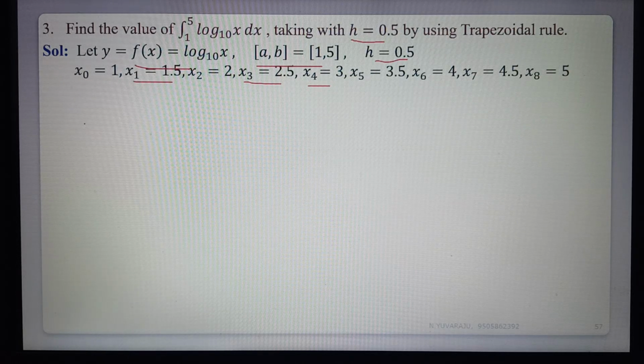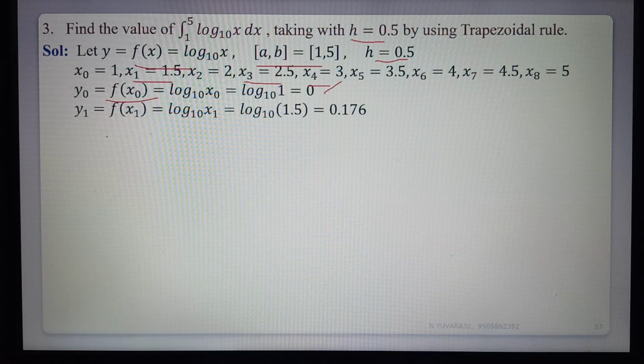Next, similarly finding the y values by substituting the x values in the function. The first value, y0, is f of x0, so log 1 base 10 is equal to 0. y1 is f of x1, log 1.5 base 10, which is 0.167.